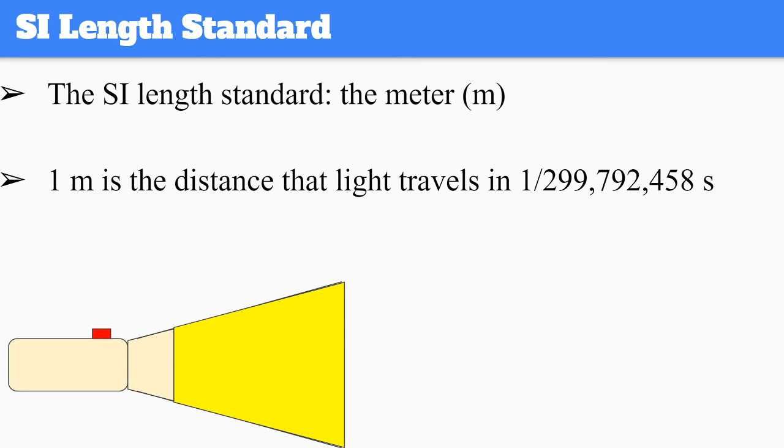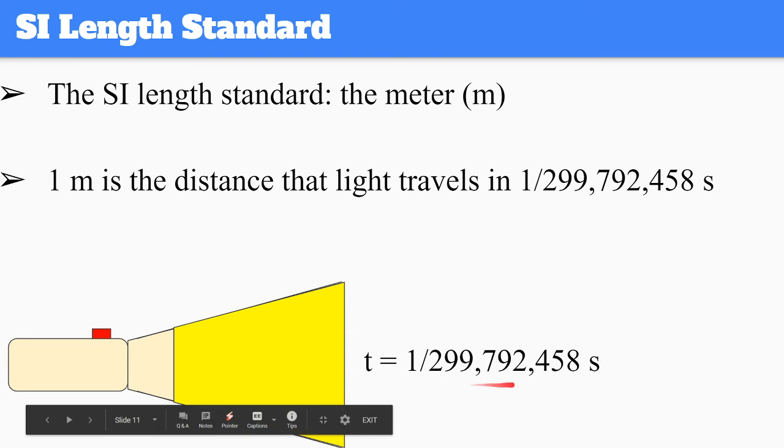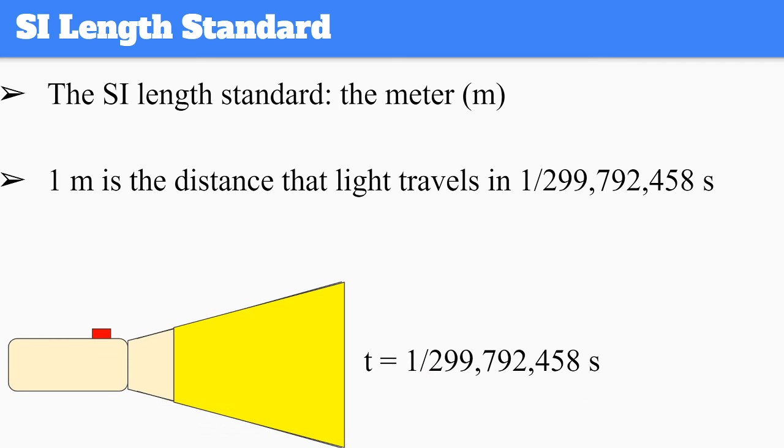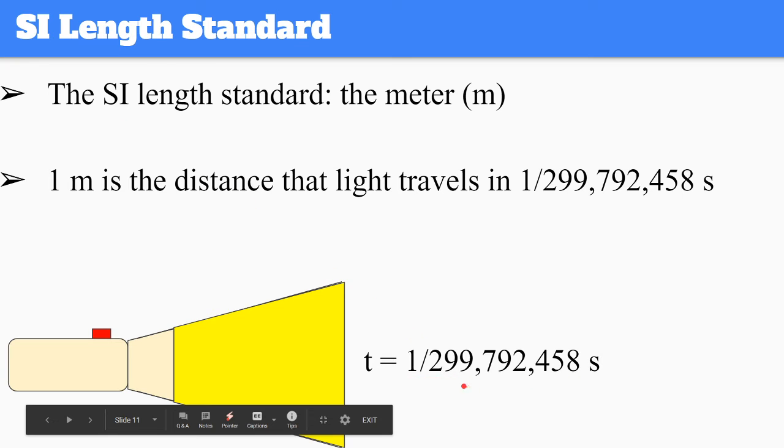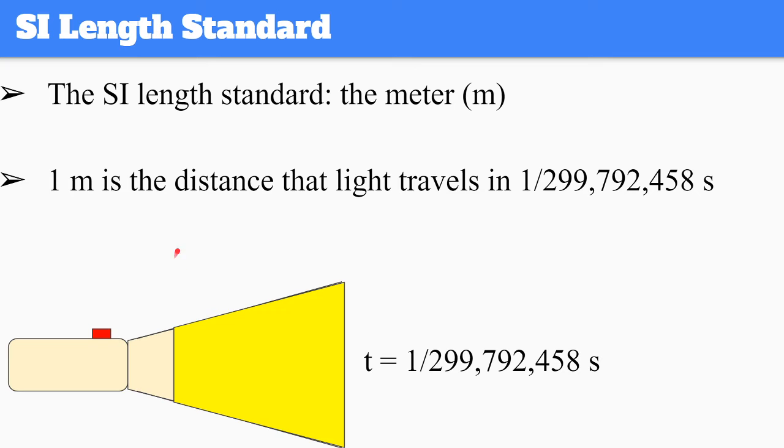It's going so fast that we can't really see that it's moving, but it actually moves. So once a certain fraction of a second passes, which is 1 divided by some very large number, the light is going to travel some distance. That distance is known as 1 meter. So that's how they standardized the length of 1 meter in science.